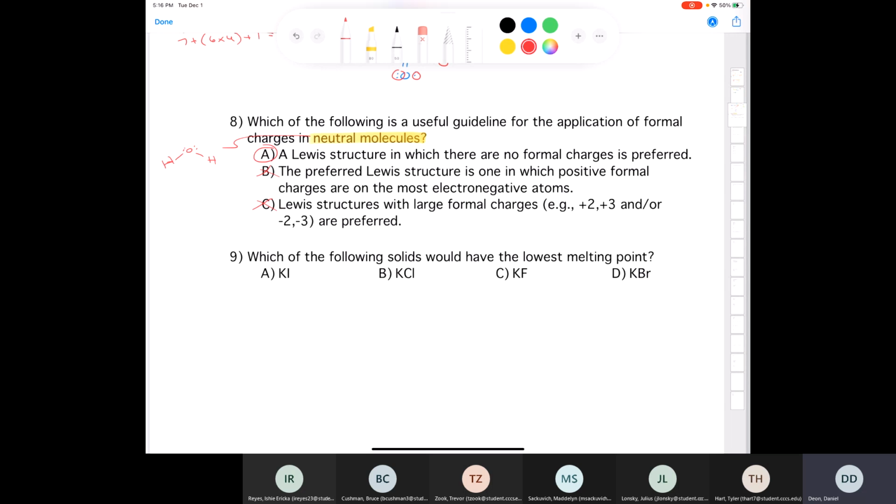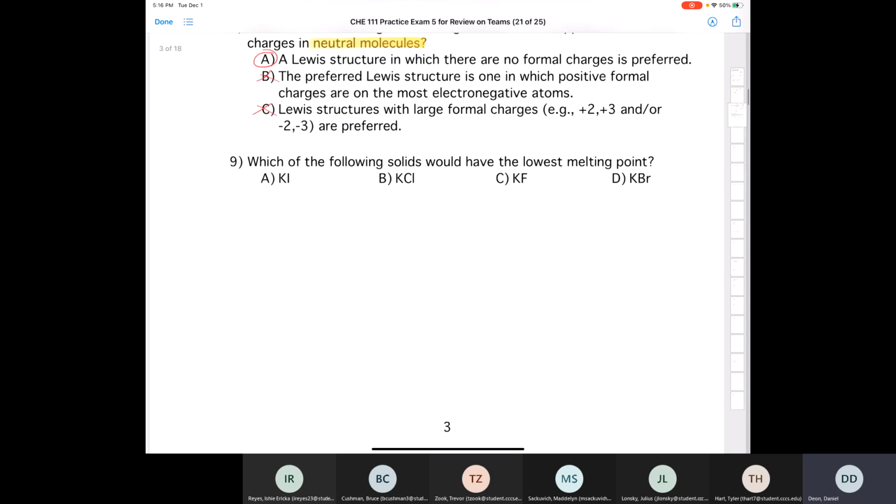So the answer is, a Lewis structure in which there are no formal charges is preferred. Yes, absolutely. We can draw a Lewis structure where we have formal charges, but when we have no formal charges, that's going to be preferred in a neutral molecule. Okay, let's take a look at the next one.